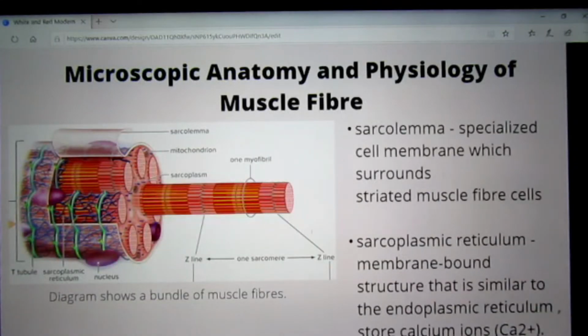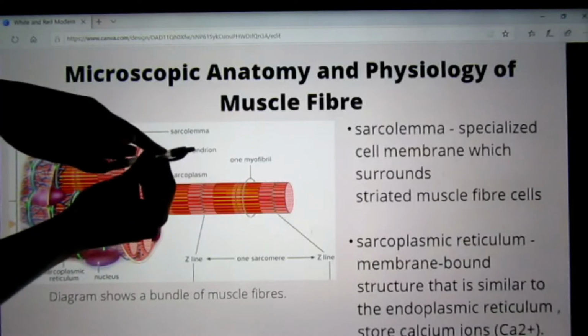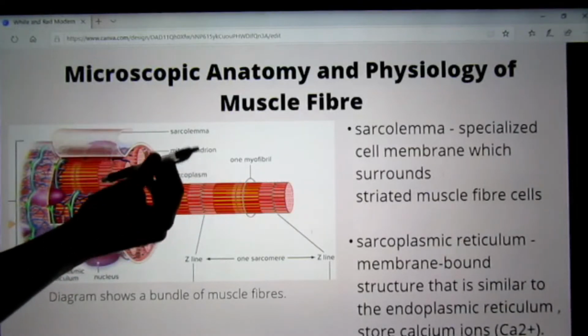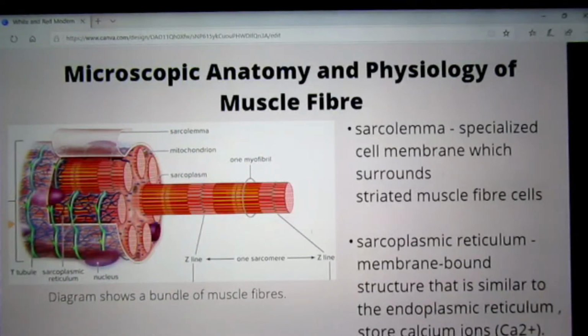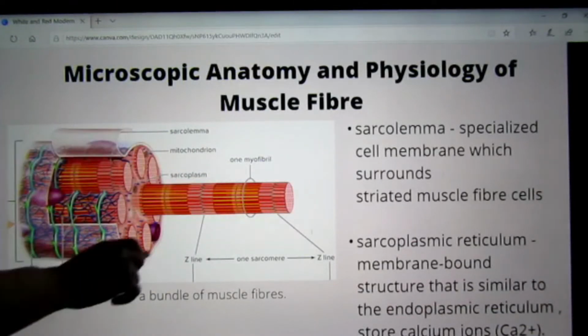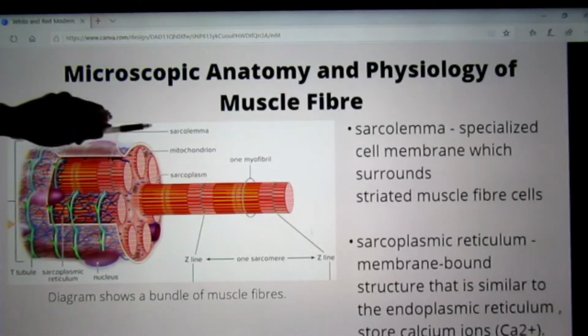Okay, so this is one muscle fiber, and inside the muscle fiber there are a lot of myofibrils, and this is the magnified part of one myofibril. So in one muscle fiber, there are a lot of structural parts which consist of T-tubule, sarcoplasmic reticulum, nucleus, sarcolemma, mitochondrion, and sarcoplasm. So first, we look at the sarcolemma.